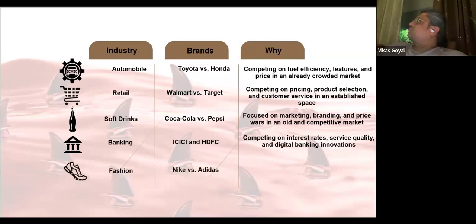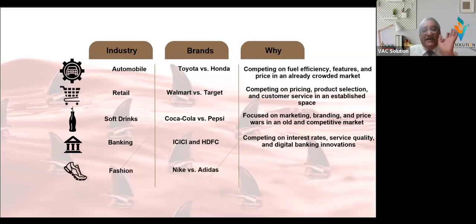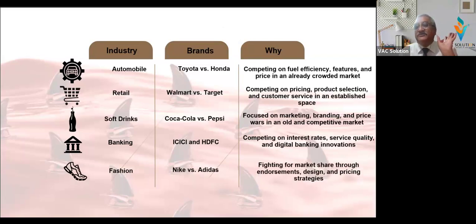Then we come to fashion. Nike and Adidas, again, fighting for market share through endorsements, design, and pricing strategies. Both Nike and Adidas, both sportswear, go on an endorsement spree. They focus on design and pricing strategies. These are the dominant logic of the industry.